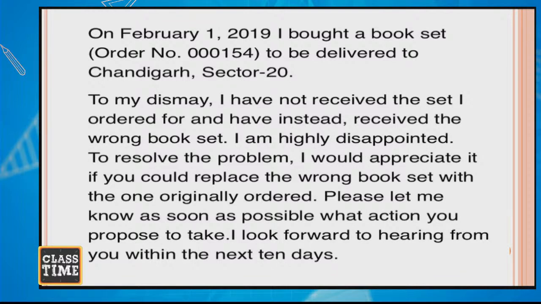So they can go back and look on their purchase order to see that this person actually purchased these books. To my dismay, I have not received the set I ordered for and have instead received the wrong book set. I am highly disappointed. To resolve the problem, I would appreciate it if you could replace the wrong book set with the one originally ordered. Please let me know as soon as possible what action you propose to take. I look forward to hearing from you within the next 10 days.